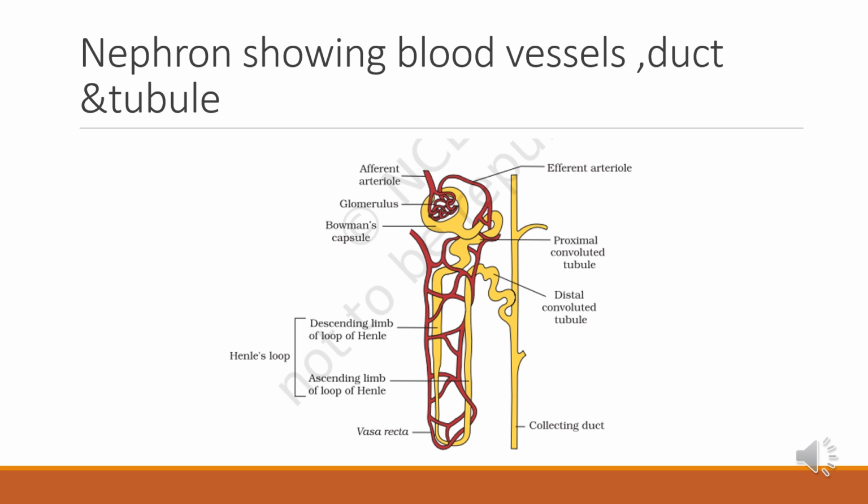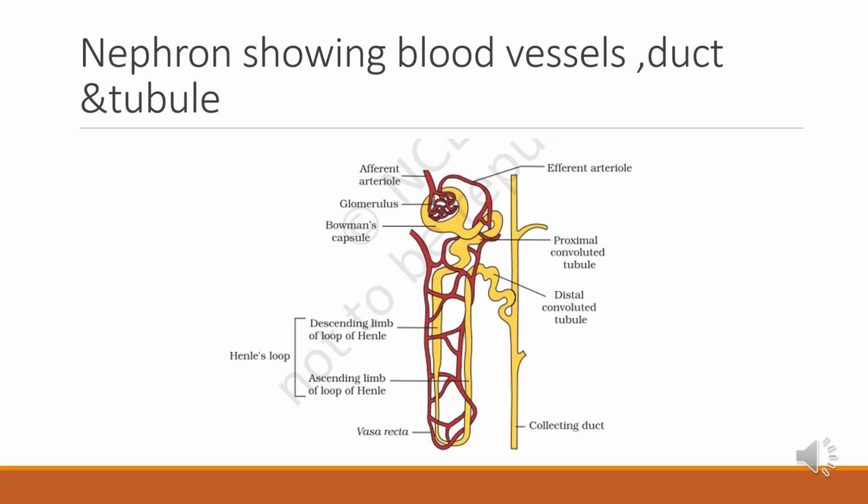Now first of all, the renal tubule begins with a double-walled cup-like structure which is called Bowman's capsule, which encloses the glomerulus. Glomerulus along with Bowman's capsule is called the Malpighian body. Inside the Bowman's capsule, the tuft of blood capillaries present is called glomerulus. They are collectively called Malpighian body or renal capsule.